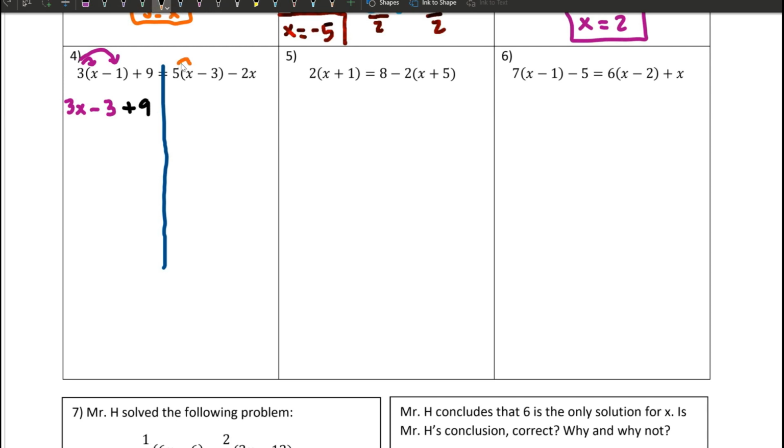Then we distribute 5 into parentheses. That will give you 5x minus 15. Make sure you do 5 times 3, or negative 3. Bring down the negative 2x.